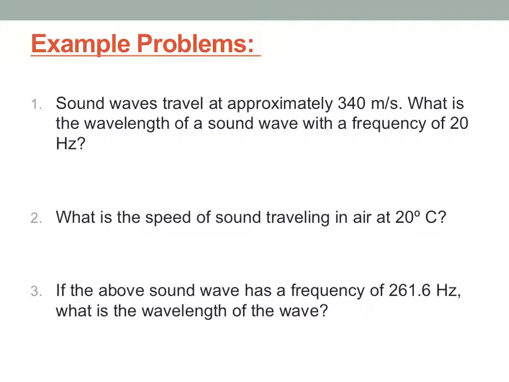Sound travels approximately 340 meters per second. What is the wavelength of a sound wave with a frequency of 20 hertz? Number 2, what is the speed of sound traveling in air at 20 degrees Celsius? And number 3, if the above sound wave has a frequency of 261.6 hertz, what is the wavelength of the wave? When you have those answered, the teacher will come around and check your answers, and you have some practice problems to be working on for the remainder of the period today.